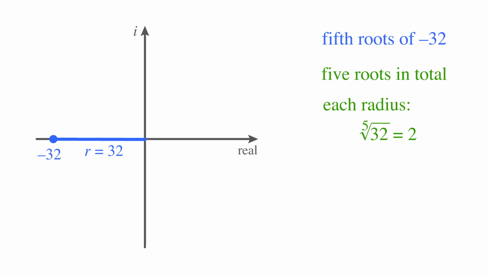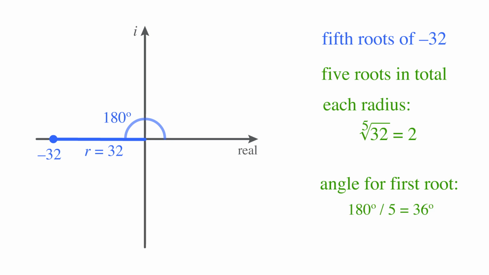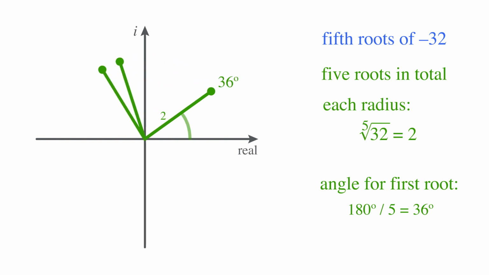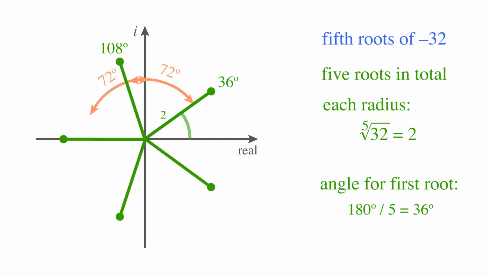The angle for -32 is 180 degrees, and our first root must be 180 degrees divided by 5, which is 36 degrees. All 5 roots are equally spaced around a circle, so the spacing must be 360 degrees divided by 5, which is 72 degrees. Keep adding 72 degrees to our initial angle, which was 36, and we'll get all 5.